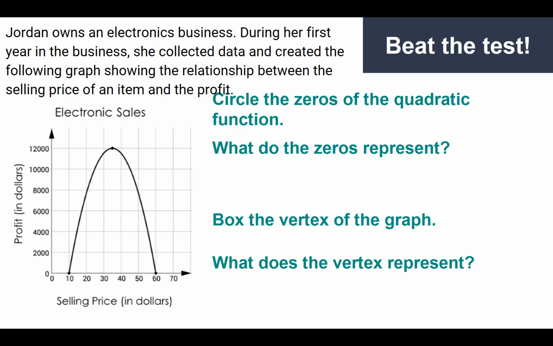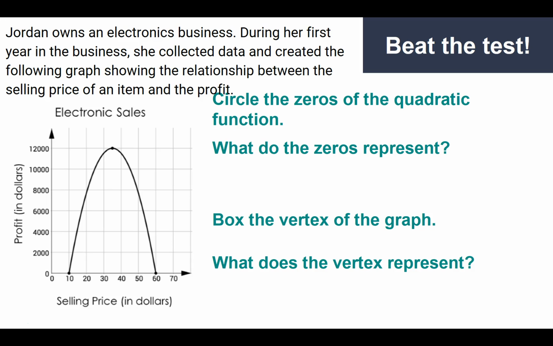So what you and your table are going to do, I want you to circle the zeros and then put in words what they represent. You should use the words profit or selling price when you're using words. Then you're going to draw a box around the vertex, and you're going to say in words what the vertex means. Again, you're going to use selling price and profit when you're describing it. All right? I'll give you 2 minutes again. Ready? Go.